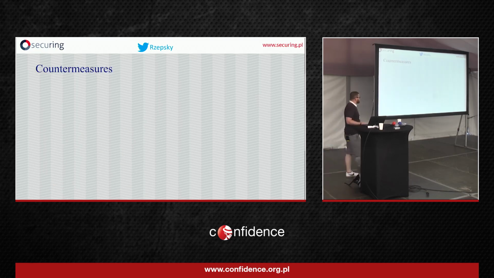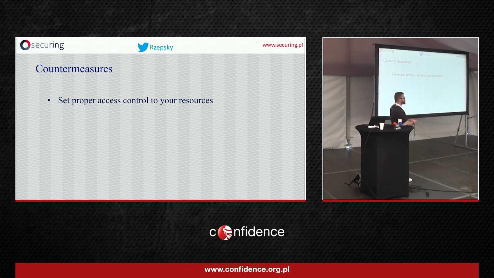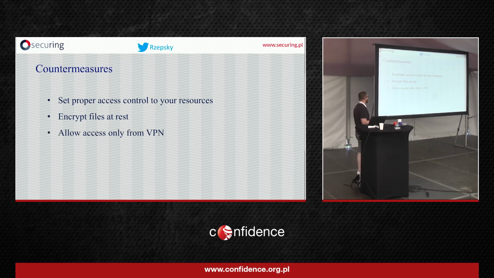Countermeasures. First of all, set proper access to your resources. It is easier to say than to do. However, if you have a large and complex architecture, you can use something like RepoKit from Netflix to help you. Encrypt files at rest. It seems to be obvious, but still too few people are doing it. Allow access only from VPN. Seems to be trivial. Enforce using multi-factor authentication.